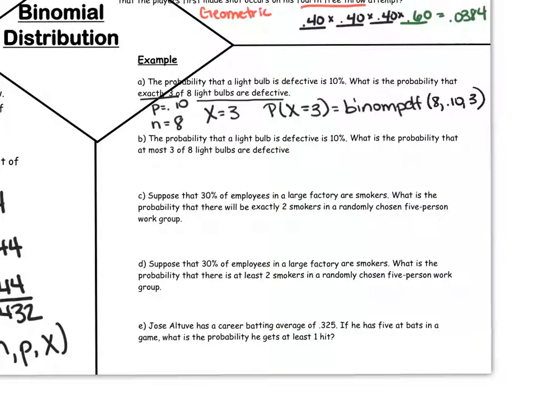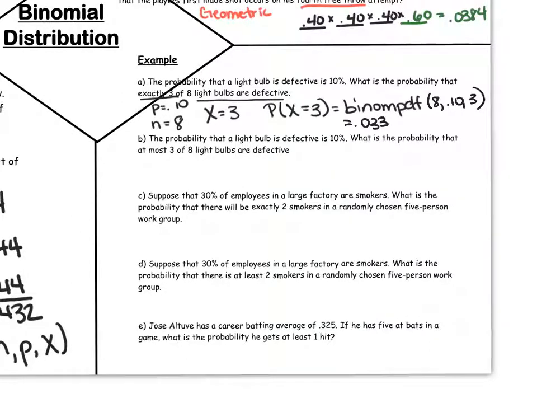So go to your calculator. Binomial PDF, 8, 0.1, and 3. What do you get? So this is equal to 0.033.